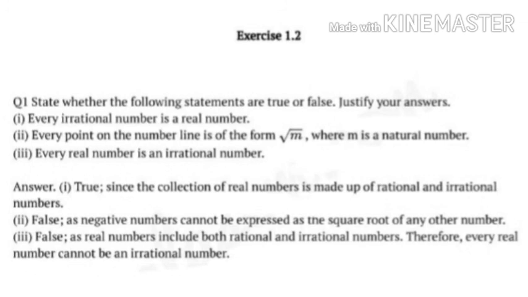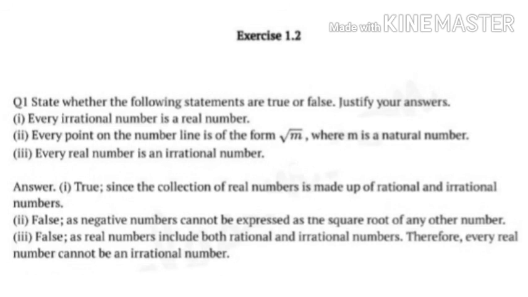Third, every real number is an irrational number. Is it true? No, children, this is also false. Why? Because real numbers again contain both rational and irrational numbers. So every real number cannot be only an irrational number.